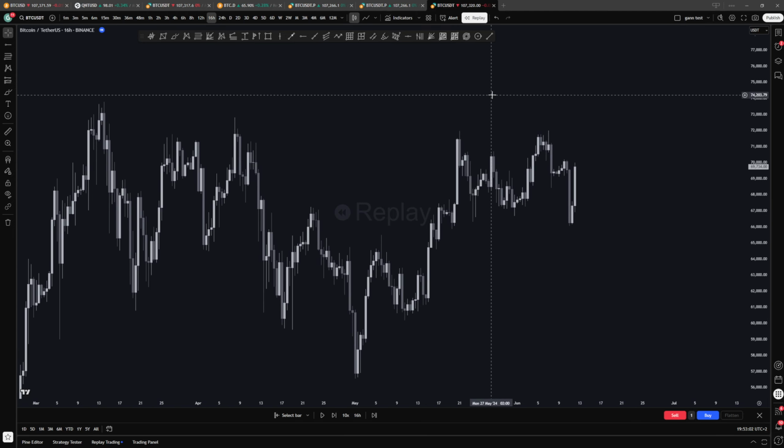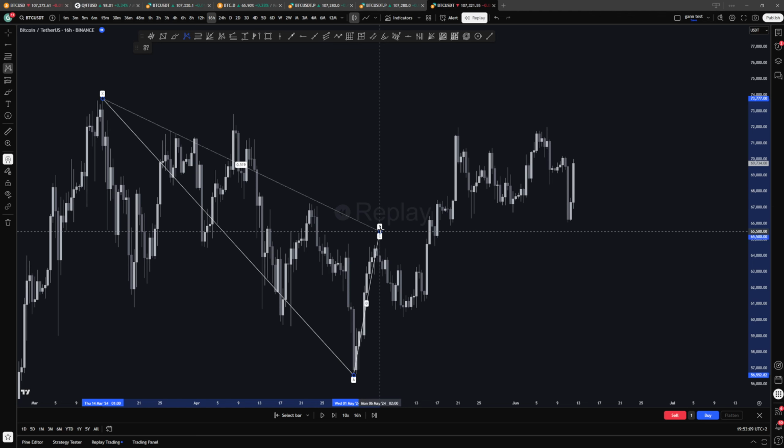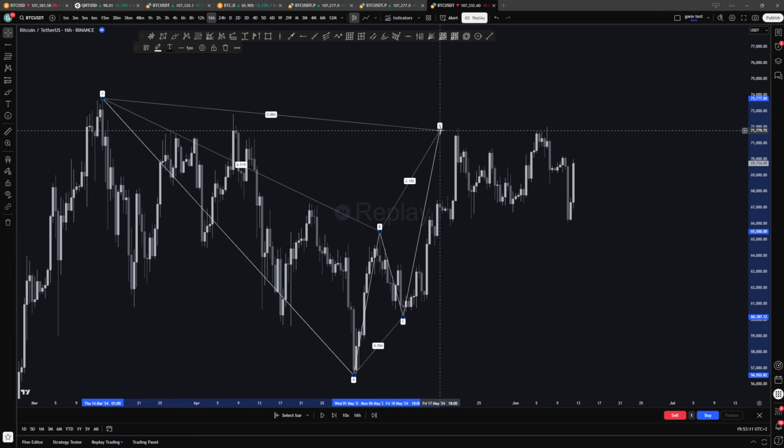When you look at harmonics, harmonics consist of a few things. Let's, for example, look at this bat. It's a very nice bat over in this area. Now, why is this a bat, for example? Let me grab a cheat sheet real quick.